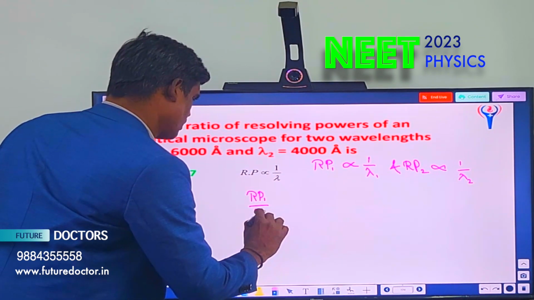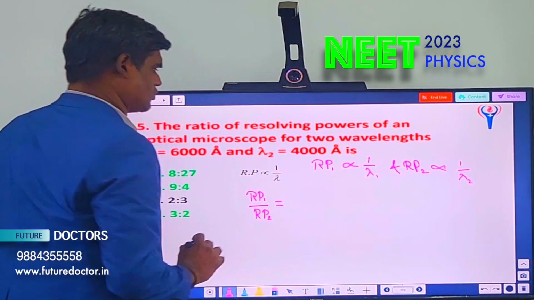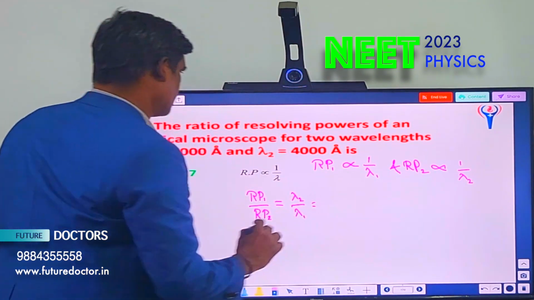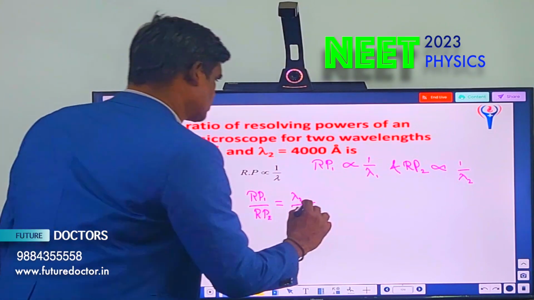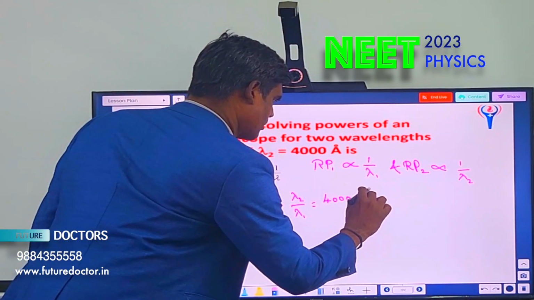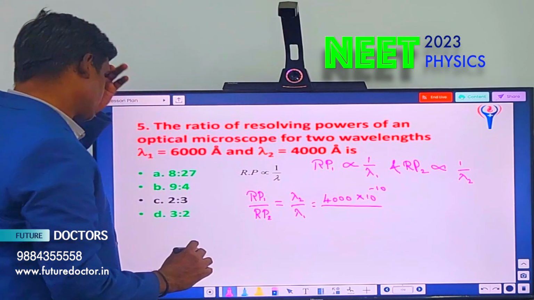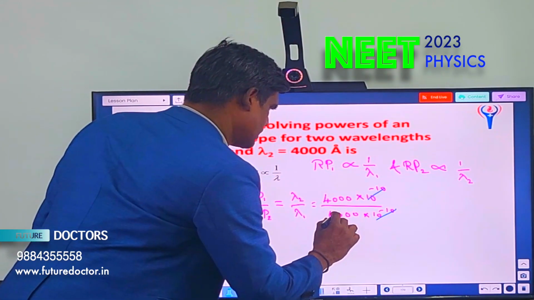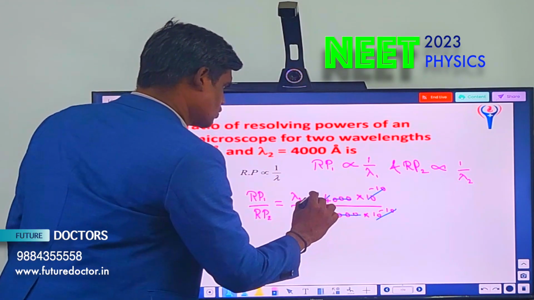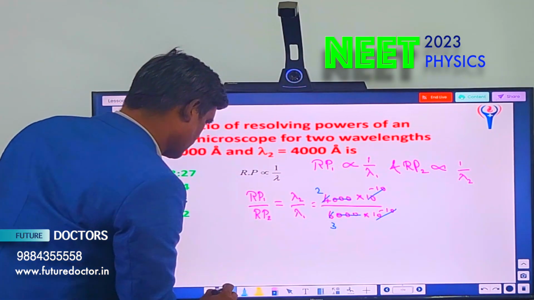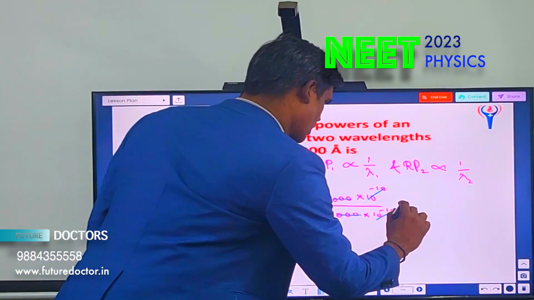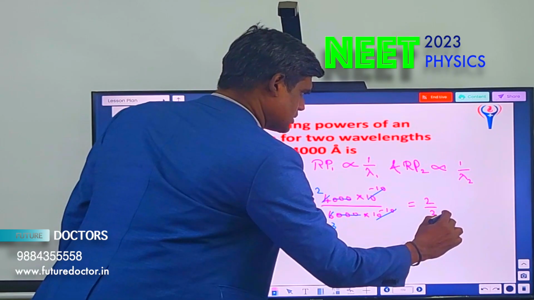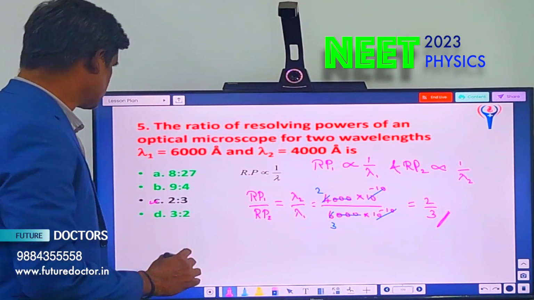RP1 by RP2 equal to, what's the formula? Lambda 2 by lambda 1. What's the value of lambda 2? Lambda 2 is 4000 Angstrom into 10 power minus 10 divided by 6000 Angstrom. Simplify this. 10 power minus 10, 10 power minus 10, 30 and 30 getting cancelled. 2 4s are 8, 2 3s are 6. Then what's the answer? RP1 by RP2 equal to 2 by 3. That is 2 is to 3, option C. Option C is the correct answer.